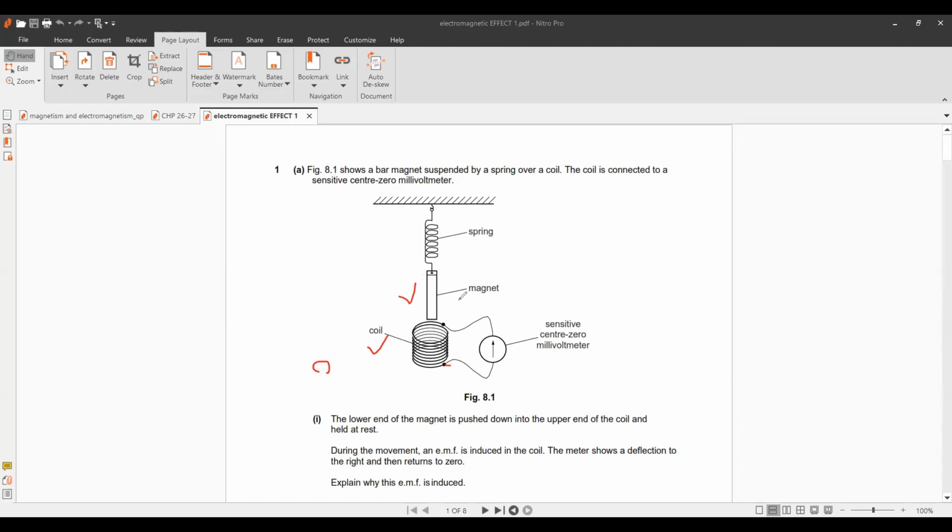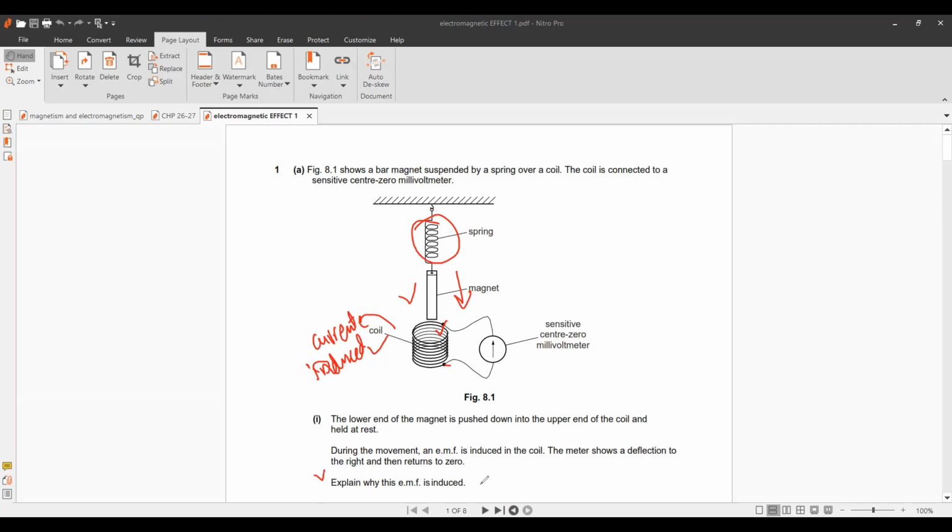So when the magnet moves up and down, a change of magnetic field will occur, flux will change through the coil, due to which the current will be induced. Due to the spring, the magnet will move up and down. Change of magnetic flux through the coil will occur and current will be induced. Are we clear on this point? And this was the answer to part A, basically.